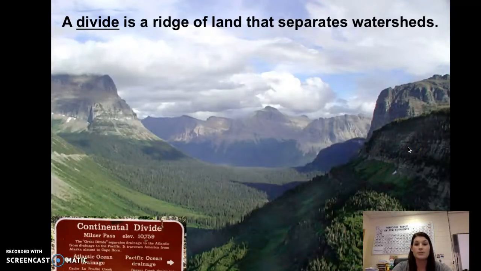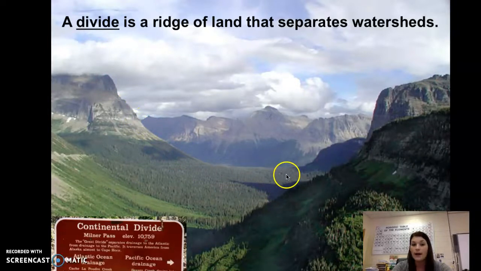A divide is a ridge of land that separates watersheds. So you can kind of think of a drainage basin, river shed, watershed or river basin as a bowl. At the higher elevations, the ridge of a mountain, that's your divide. So from here, if rain were to fall down from these clouds, it would hit here, and then because of gravity, it's going to flow downhill into this lower lying kind of valley area.